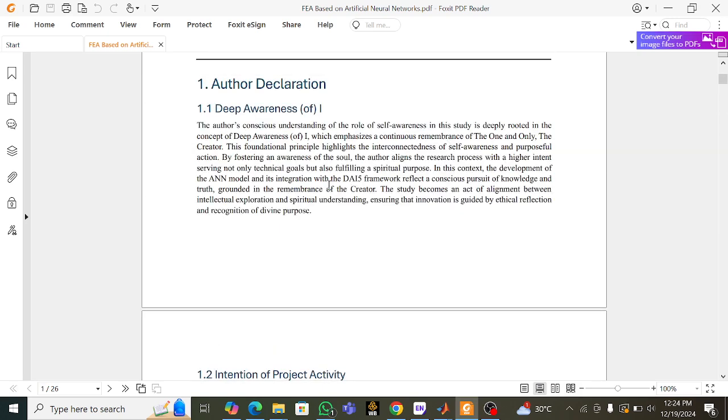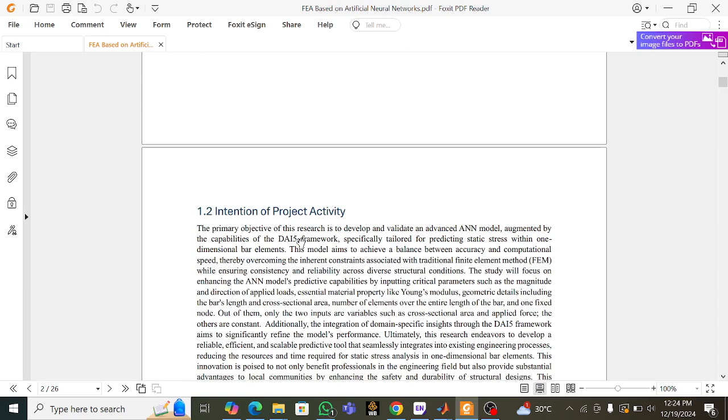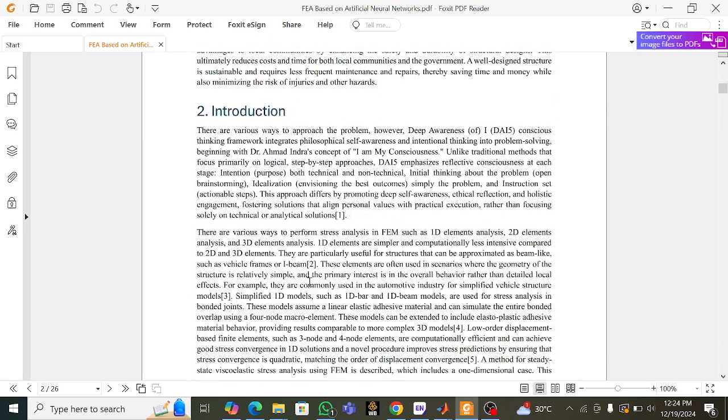here. One is a deep awareness of high intention, and the third one is initial thinking about the problem. So for our problem, we will talk about the components of the problem. I will start from the first component.